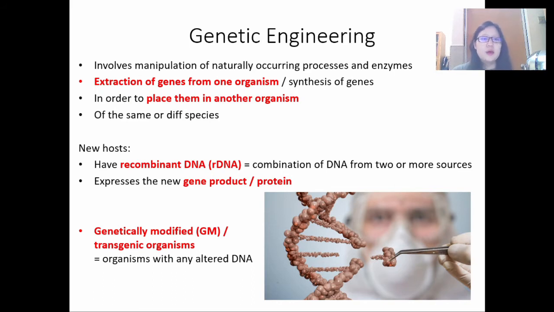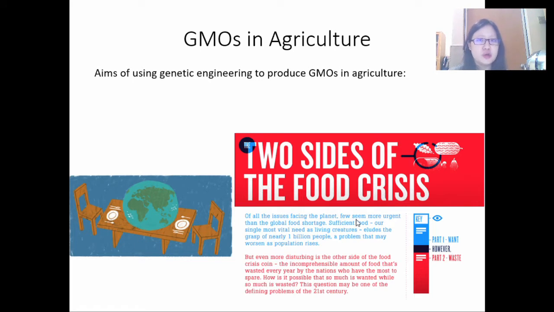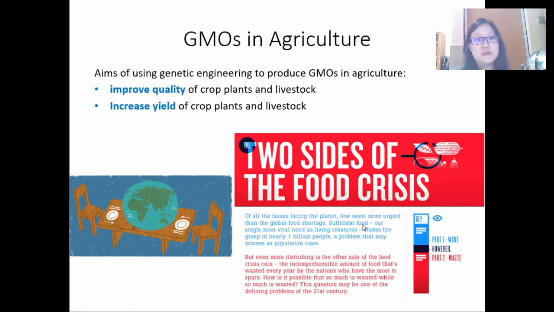So, we do this process in agriculture. And before we go into the processes, we really need to know what is the aim of this. Why do we want to use genetic engineering to produce GMOs? Well, to improve quality and to increase yield. And the big goal is really to solve the world food demand. Now, there is actually a food crisis in the world. Our population keeps increasing, but we only have so much land to plant.